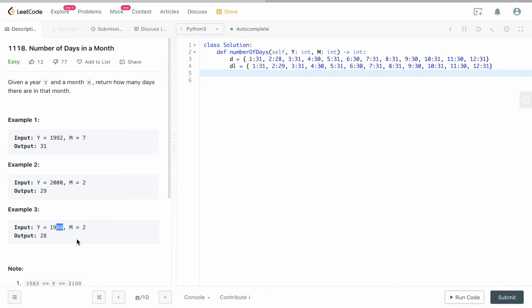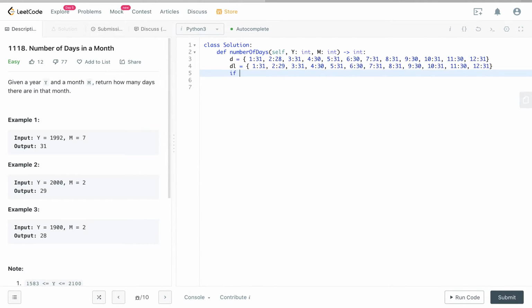So that's our logic. First of all, let's see whether the year can be divided by 100. If it can be divided by 100, let's test if it can be divided by 400. If it still can, it's a leap year. Otherwise, it's not a leap year. Okay, let's write the logic here.